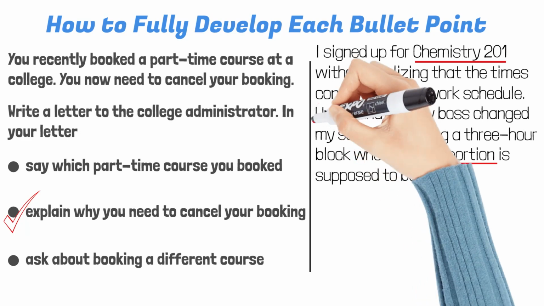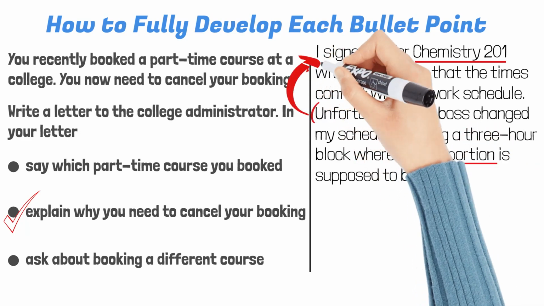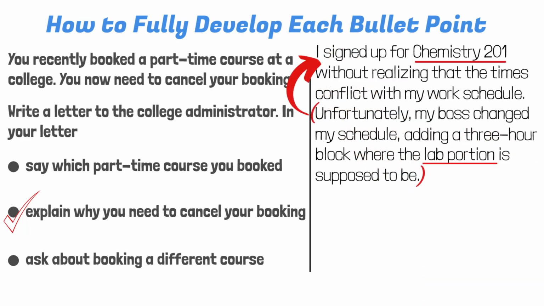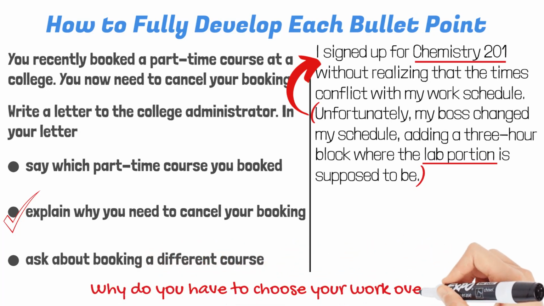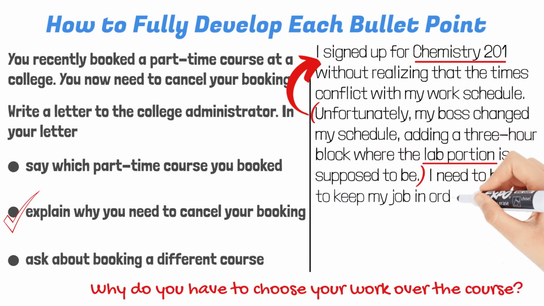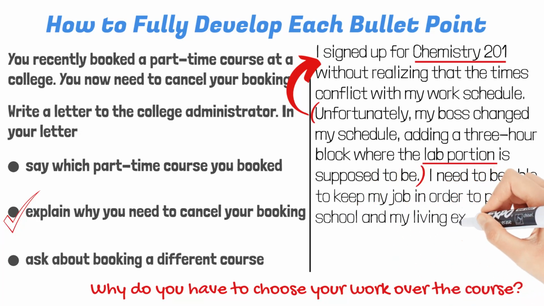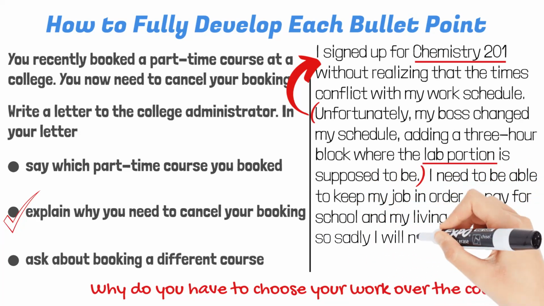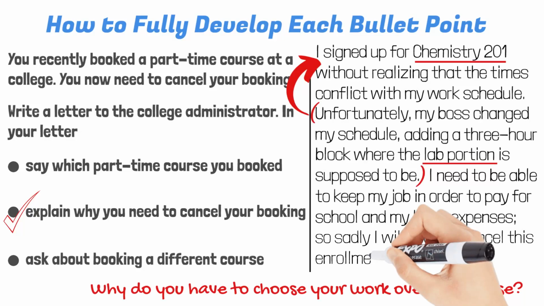Now, if you just use this one single reason to support your topic sentence, you may be unable to reach the required minimum word count of 150 words. That's why we need to add another reason. Ask yourself, why do you have to choose your work over the course? I need to be able to keep my job in order to pay for school and my living expenses. So sadly, I will need to cancel this enrollment.